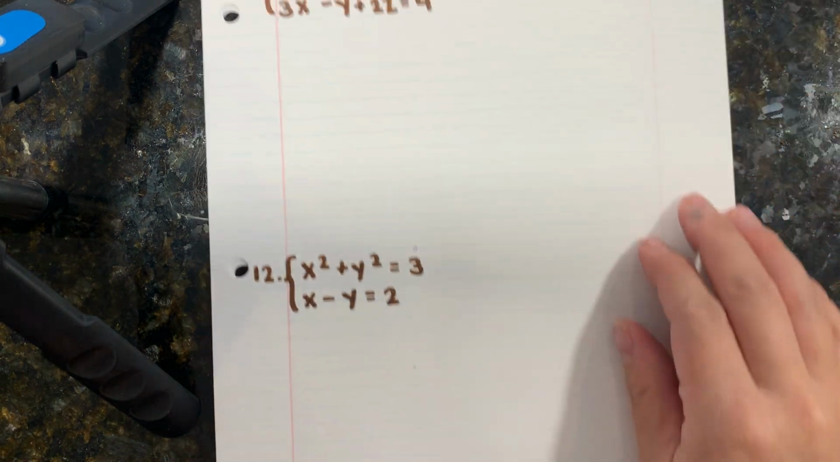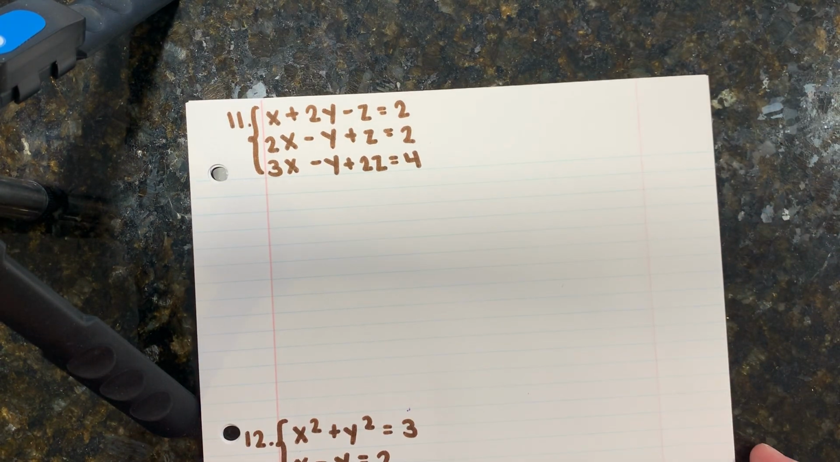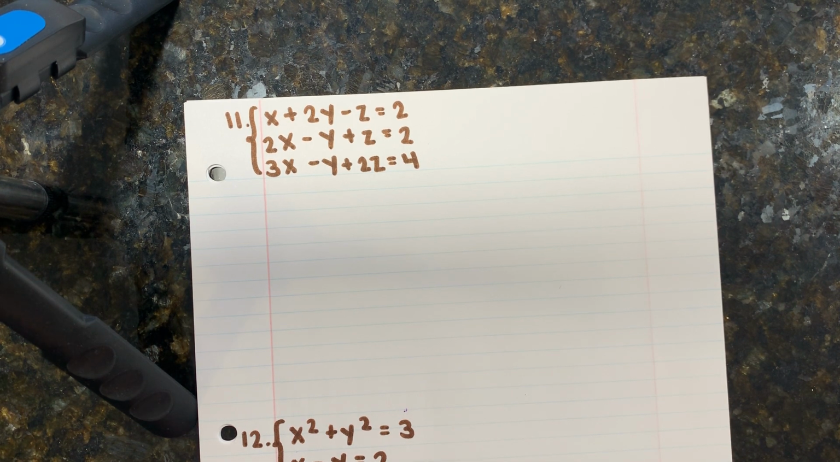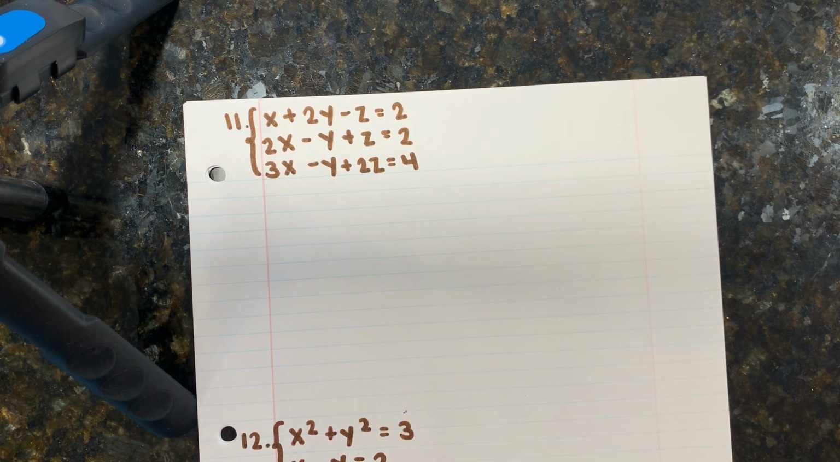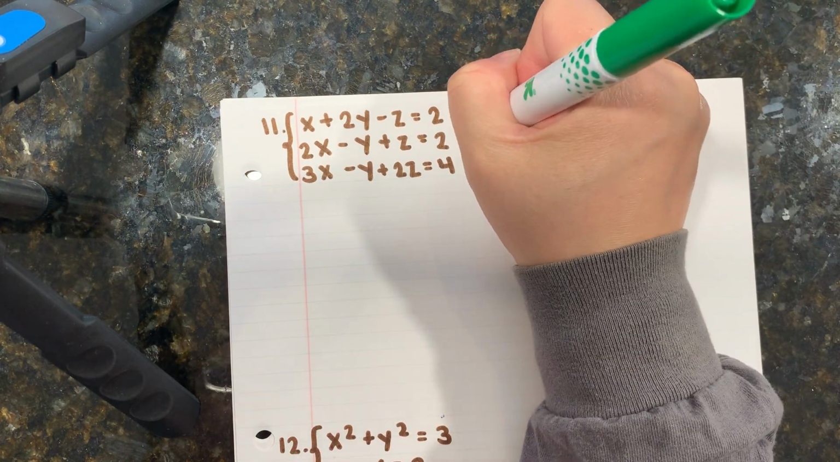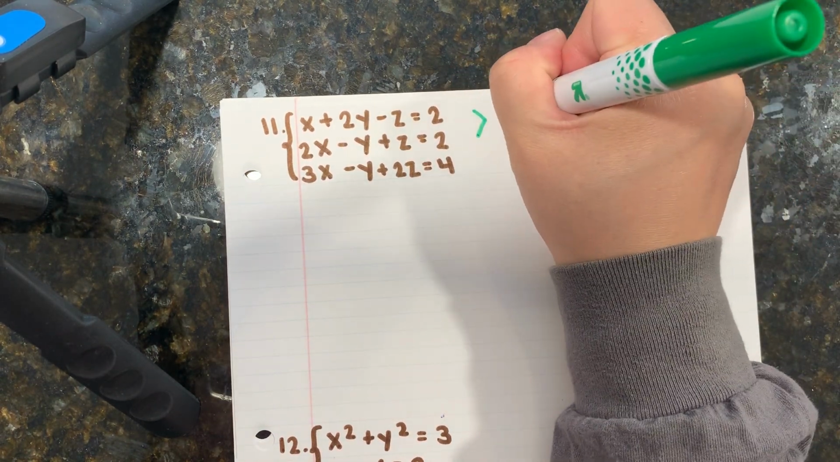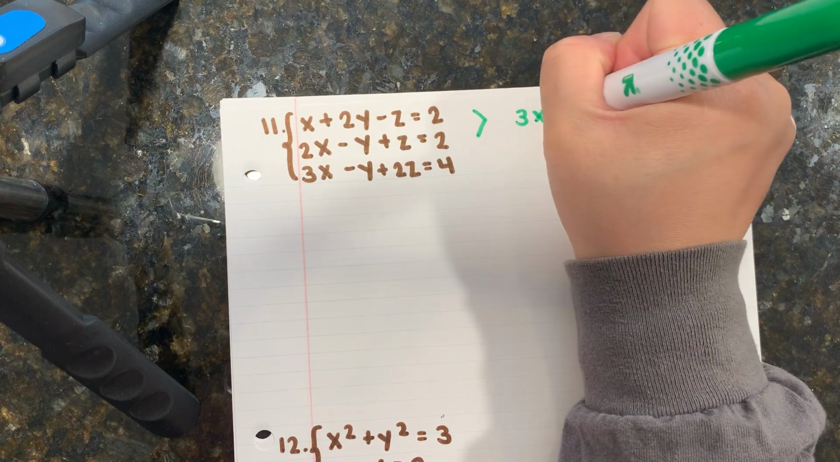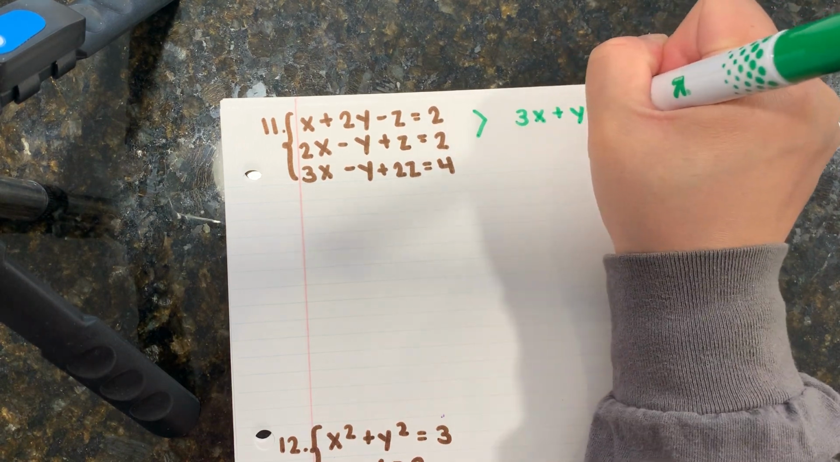Now moving on, we're going to look at number 11. So for number 11, I need to add the two equations together and eliminate one of the letters. And it doesn't matter which one you eliminate. You can decide which one you're going to eliminate. I'm going to choose to eliminate z this time. So when I add these two equations together, I'm going to get 3x plus y equals 4.